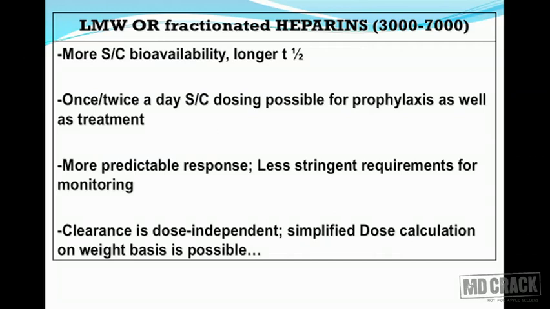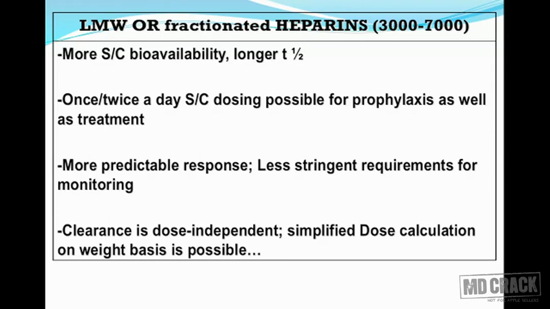Low molecular weight or fractionated heparins have also got more bioavailability on subcutaneous route of administration and they have got a longer half-life. That's a great advantage of these agents. And you can give them once a day or twice a day by subcutaneous route of administration for prophylaxis as well as treatment. So more bioavailability, longer half-life, it is possible to inject just once a day or twice a day. And there is a more predictable response. So you don't have to have stringent requirements for monitoring which you have to do with heparin. So the response is more predictable.